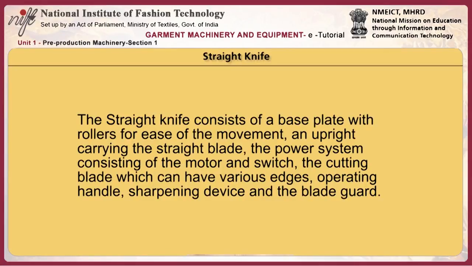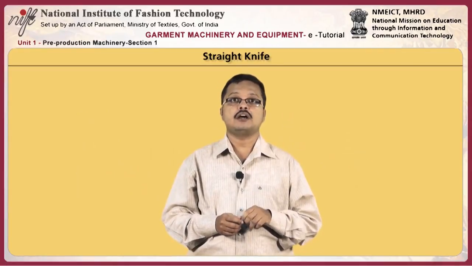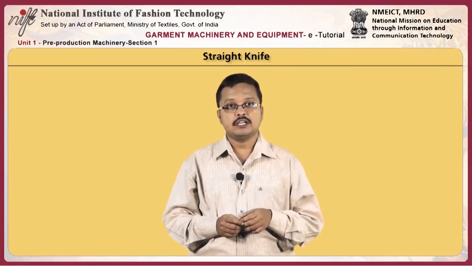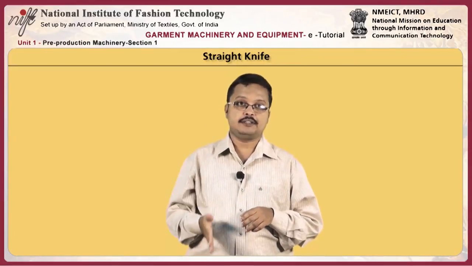The straight knife. The straight knife consists of a base plate with rollers for ease of movement, an upright carrying the straight blade, the power system consisting of the motor and the switch, the cutting blade which can have various edges, an operating handle, sharpening device and the blade guard. These machines are also available with a blade cooling system. The vertical knives have an up and down cutting action.